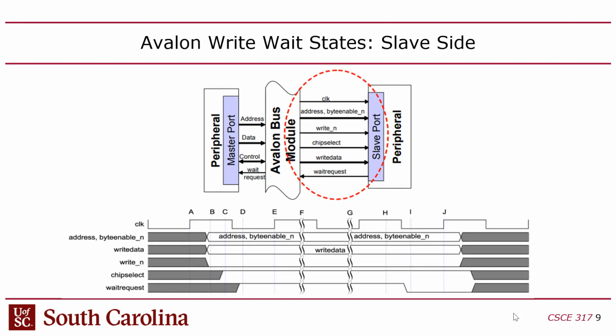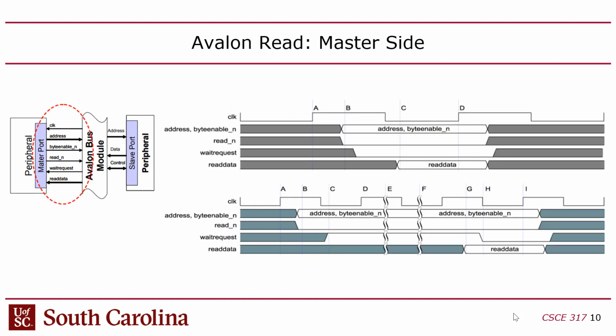And then write also has the wait request, so you can also drag out writes if you want from the slave side by using the wait request. Okay, and then from the master side, it's a similar idea, except on the master side, obviously the address is an output instead of an input. So on the slave side, the address is an input. Read underscore n is an output instead of an input as it was on the slave. But the wait request is an input.